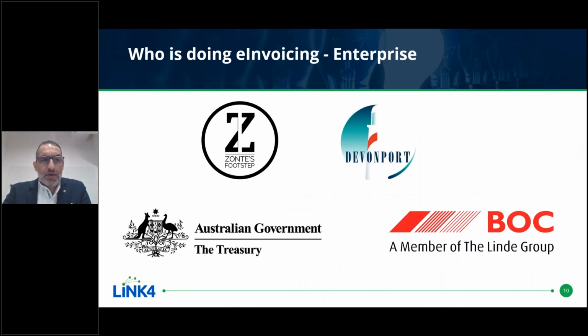So is it just about government departments? Actually, no. There are different enterprises who are doing e-invoicing, like BOC Gas, for example, Zonte, Foodstep in the hospitality industry, Devonport Council, and others in different industries. Over just the last year, more than 30,000 businesses joined the e-invoicing network in Australia alone, and close to 10,000 in New Zealand. That's great uptake for the first year. We always look for more, but this is definitely a good uptake for the first year.